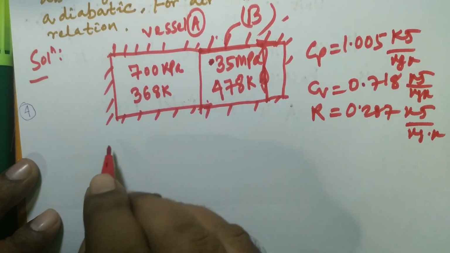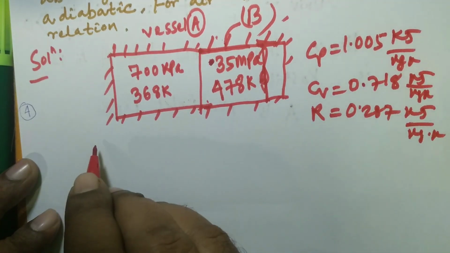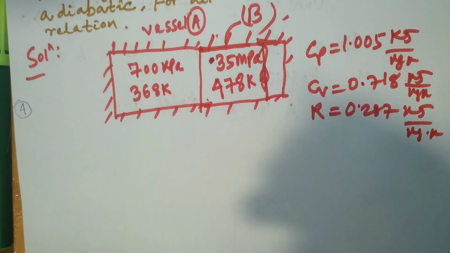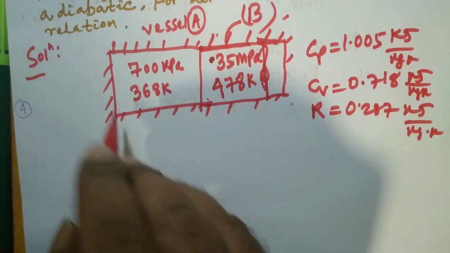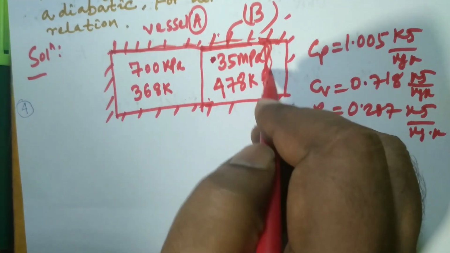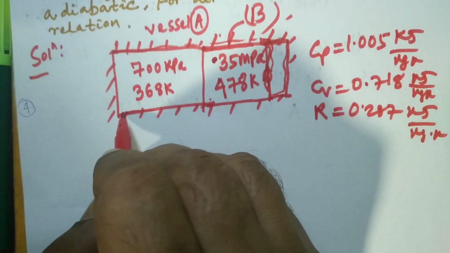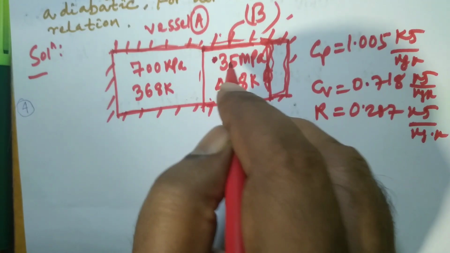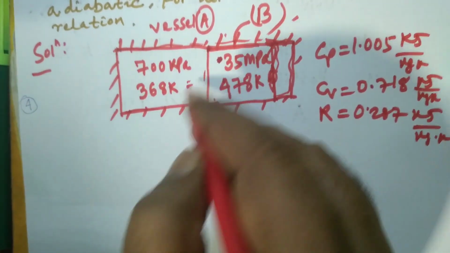First we will apply the energy balance principle. Any problem based upon the concept of entropy can be solved by applying two principles of balance. One is the energy balance principle and the other one is the entropy balance principle. So if you apply the energy balance principle and consider this as the whole system, which consists of these two subsystems.